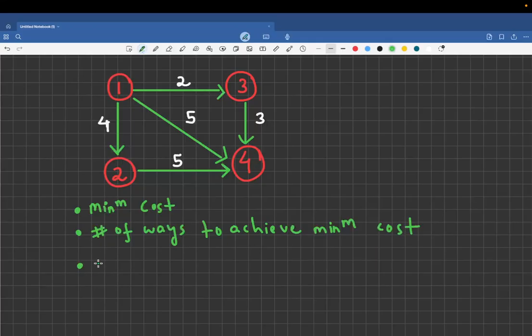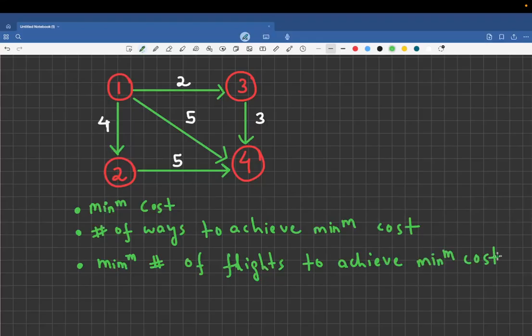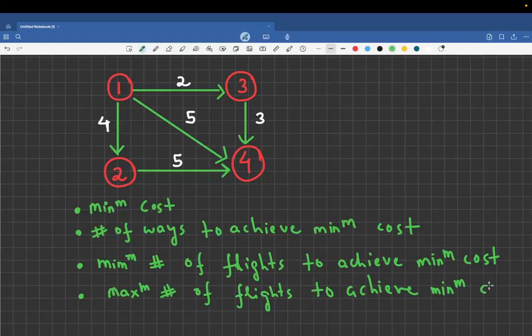The third thing that you require is the minimum number of flights to achieve minimum cost. And the fourth one is the maximum number of flights to achieve minimum cost. So these are the four things that you are required to do.